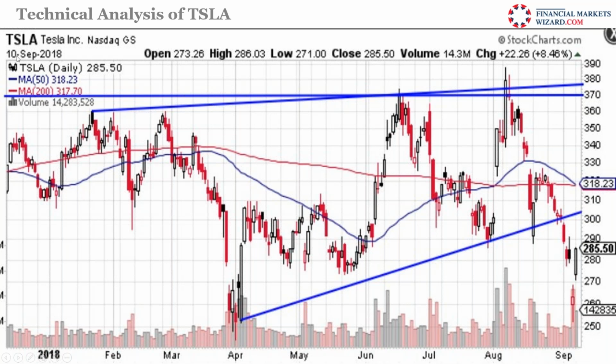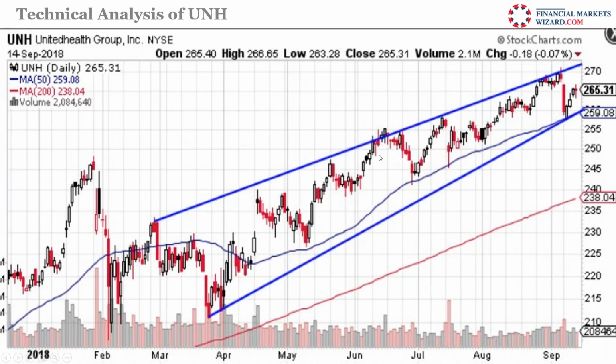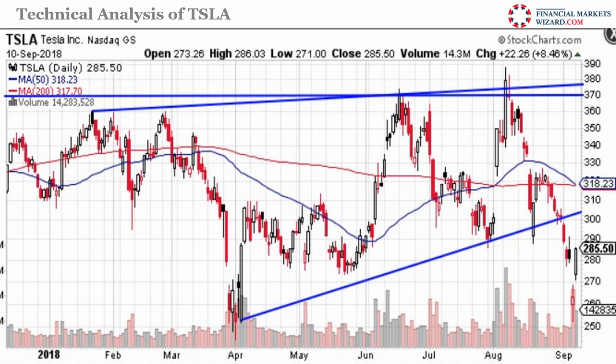No, no, no. Okay, it's not on the 14th. This is the 10th of September chart. Sorry. I don't even know what happened on the 14th of September. This is the 10th of September chart. So let me see. You can open the chart.